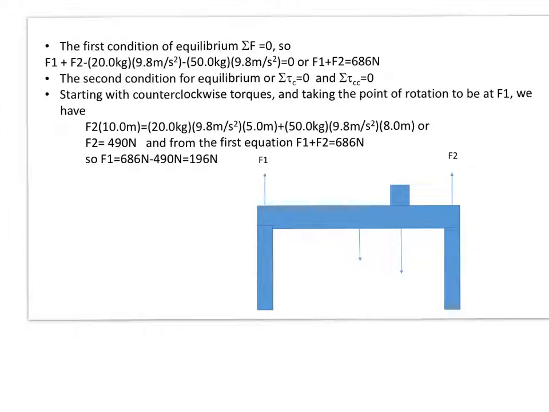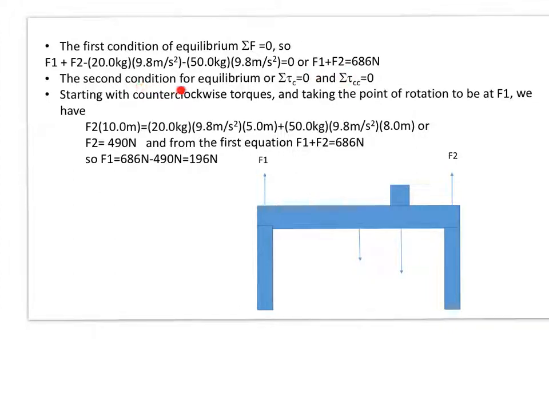So that would mean that F1 plus F2, these are the two upward forces, minus the weight of the beam, which is 20 kilograms times 9.8, minus the weight of the block, which is 50 kilograms times 9.8, equals 0. Or the up forces equal the down forces. So the two up forces, which are F1 plus F2, is equal to the sum of these two, which is 686 newtons. Okay, now, we can't solve this, right, because we have two unknowns here.